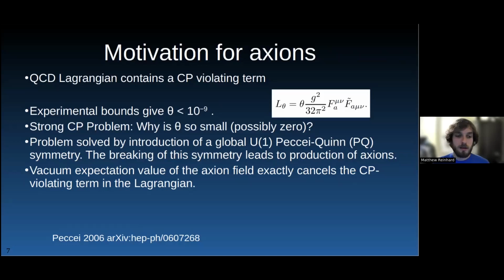Perhaps the most popular solution to this problem was introduced by Peccei and Quinn, and their solution involved the introduction of a new global U(1) symmetry. And the breaking of this symmetry leads to the production of a new particle called the axion. The vacuum expectation value of the axion exactly cancels the CP violating term in the QCD Lagrangian, therefore solving the strong CP problem.